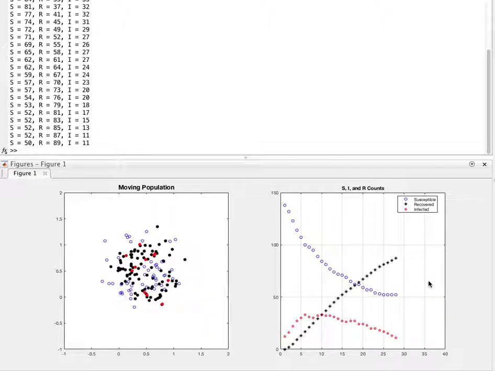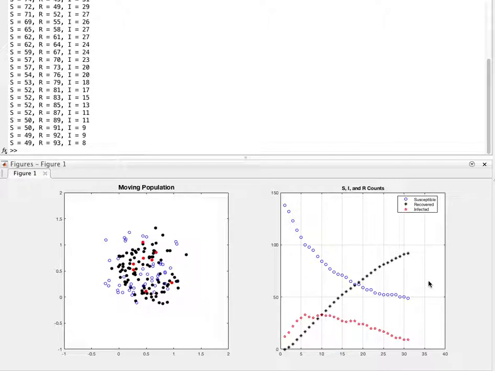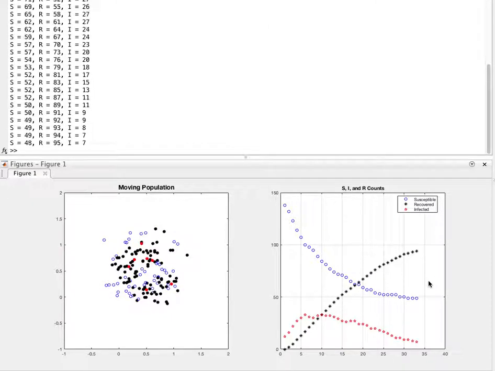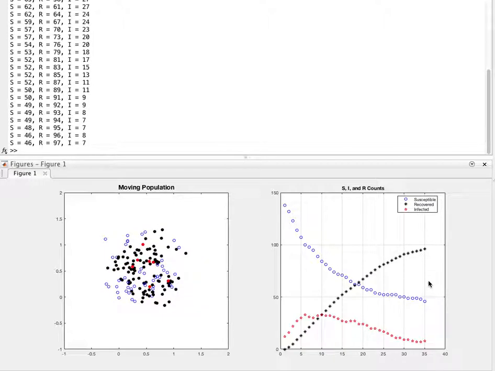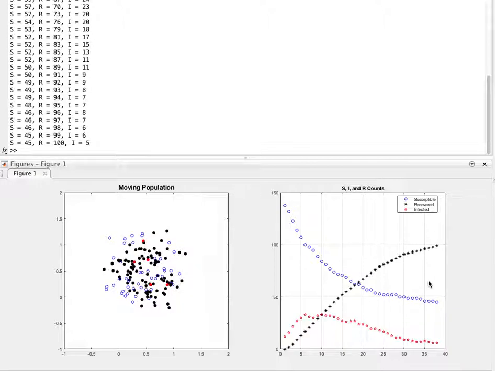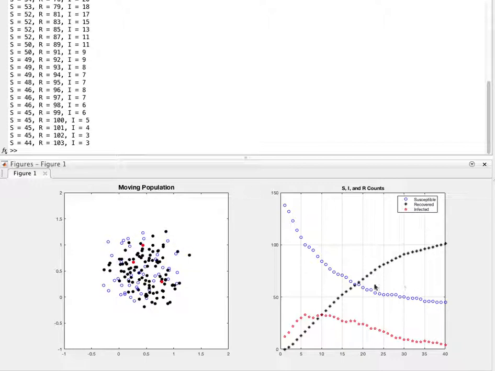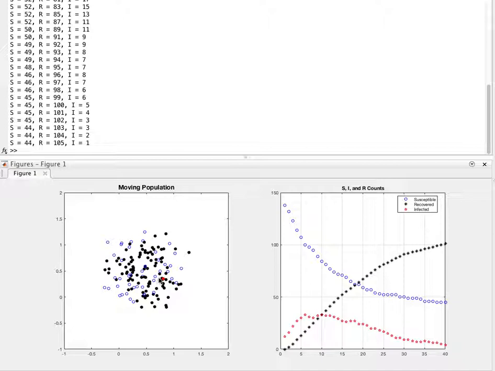Now this is based on proximity, so a susceptible person can only get infected if they are close to an infected person, and then an infected person recovers after a certain amount of time, where there's a probability that they recover after a certain amount of time. And the simulation will run until everybody's either recovered or susceptible.